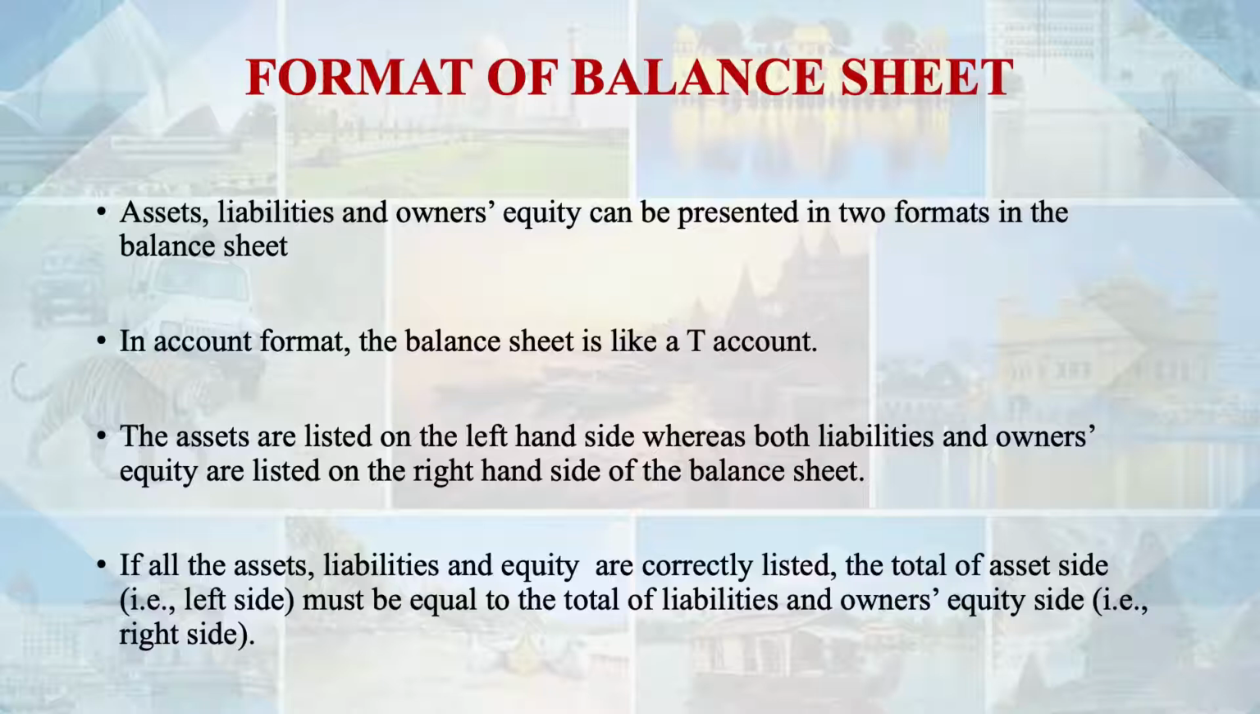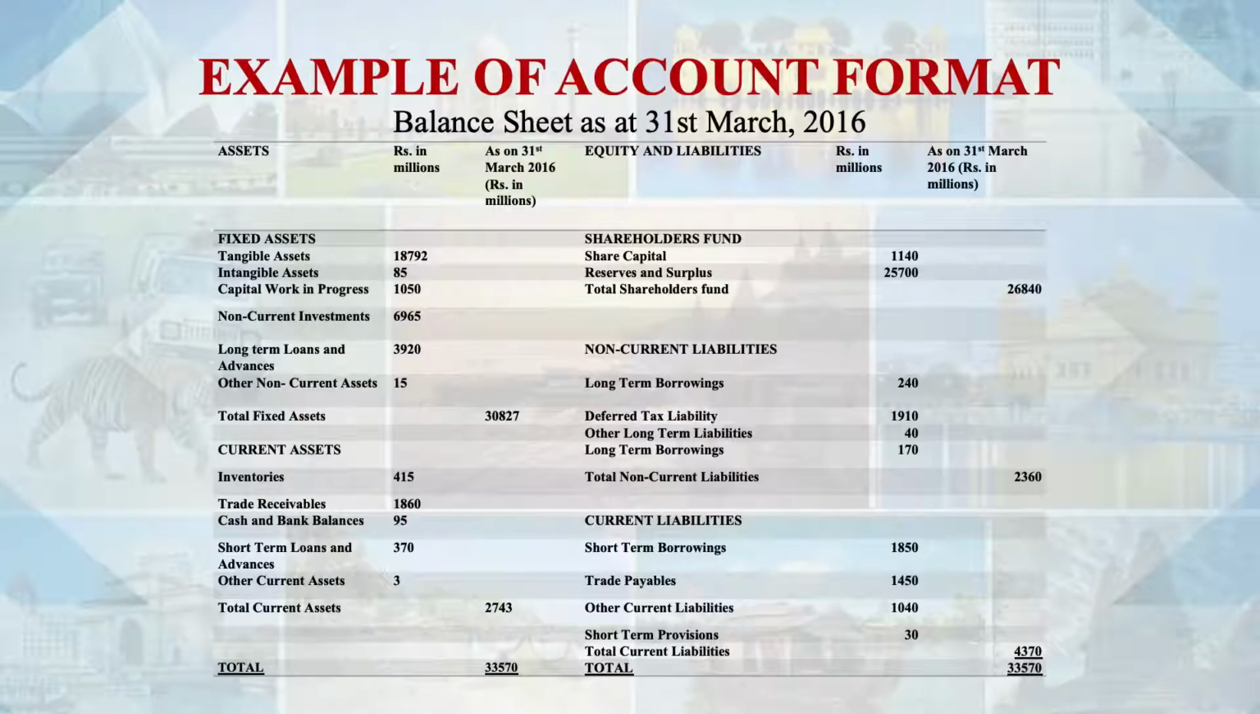If the assets and the liabilities are presented correctly, then it will fulfill the accounting equation. That is, the total of your asset side should be equal to the total of your liability side, that is liability plus equity. Now let us see one example.